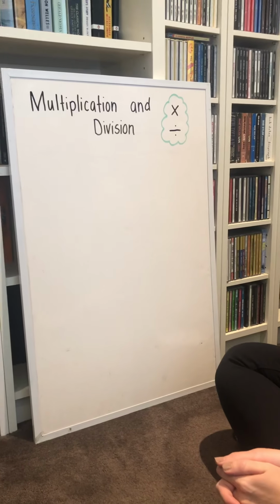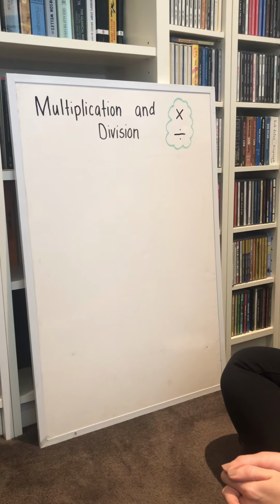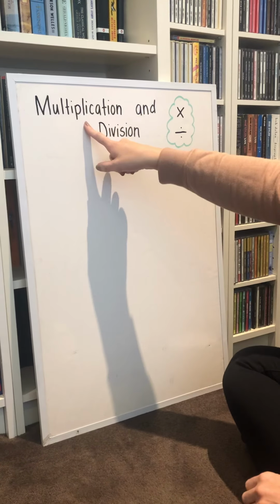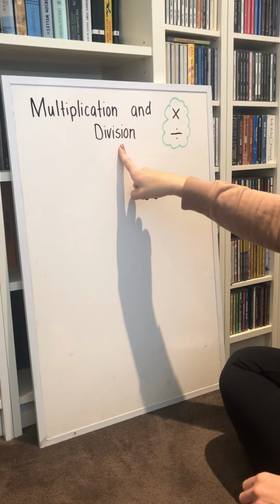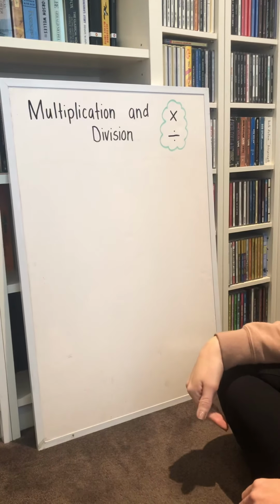Multiplication and division have a special relationship like addition and subtraction did last week in that they are inverse operations. That means that when we know our multiplication knowledge, we can use division to check our answers, and when we have a division question, we can use multiplication to check our answers.